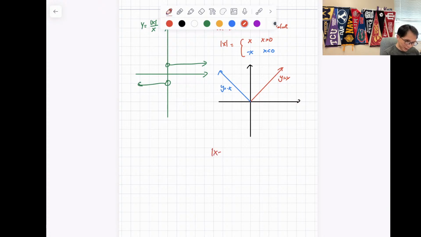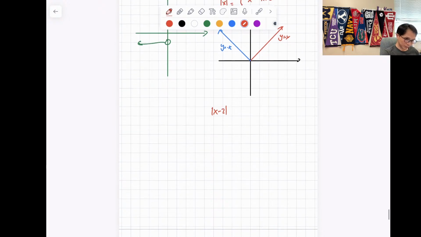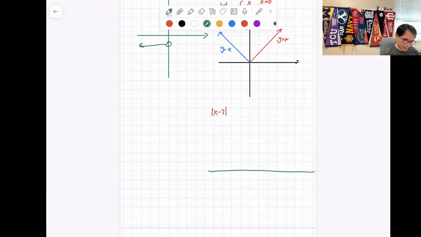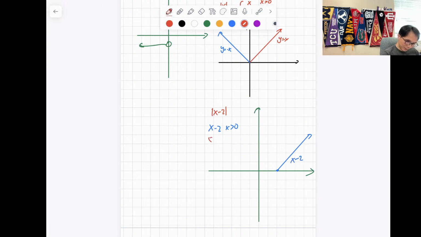If I have absolute value of x minus 2 like this, what does that graph do? Goes left 2? Right 2. Okay, it's going right 2, right? So this part of this one is going to be x minus 2 when x greater than 2. So it's going to be this. And this is x minus 2. And the left side is going to be x minus 2, but it's going to be the negative of that. So x is less than 2. Sorry, this is 2.